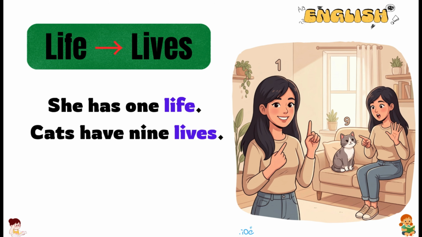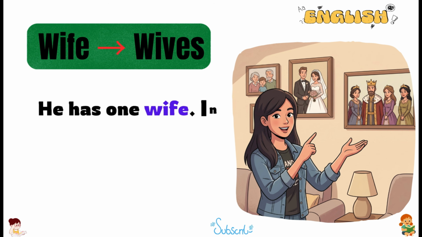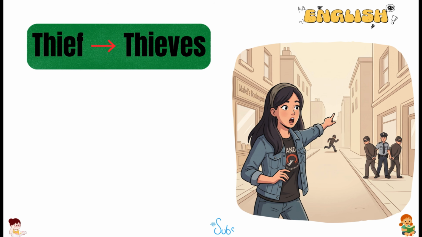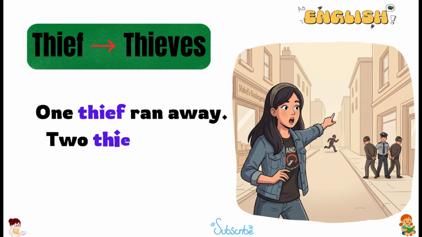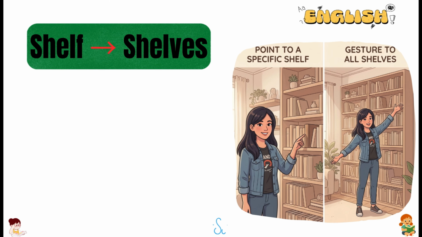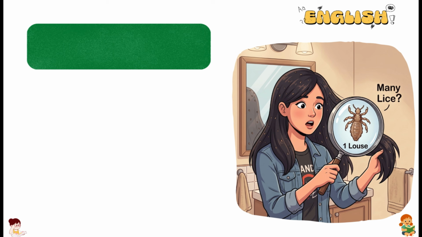Life, lives. She has one life. Cats have 9 lives. Wife, wives. He has one wife. In the story, the king had 3 wives. Thief, thieves. 1 thief ran away. 2 thieves were caught. Shelf, shelves. I clean 1 shelf. I clean all the shelves.